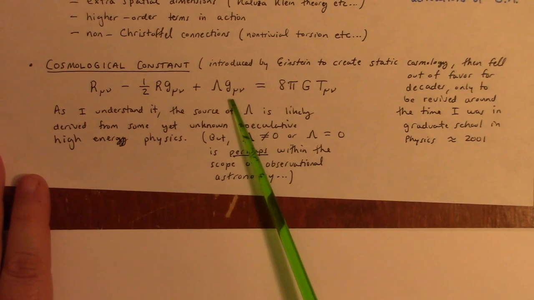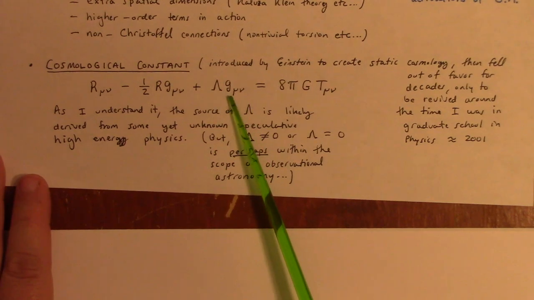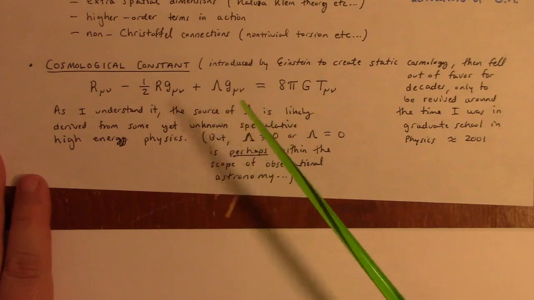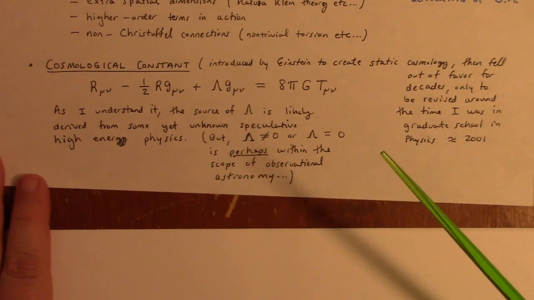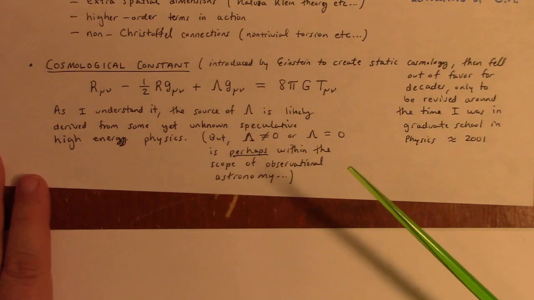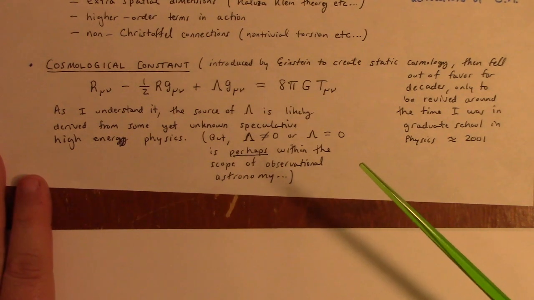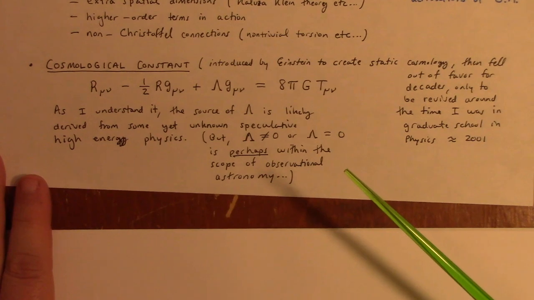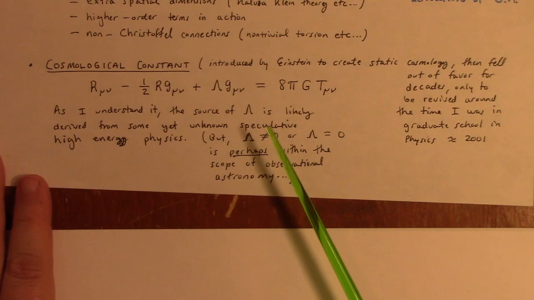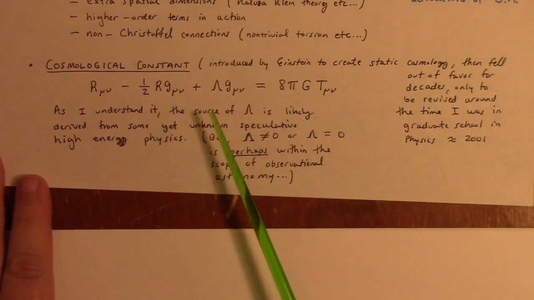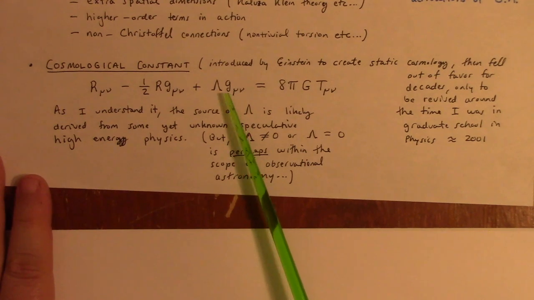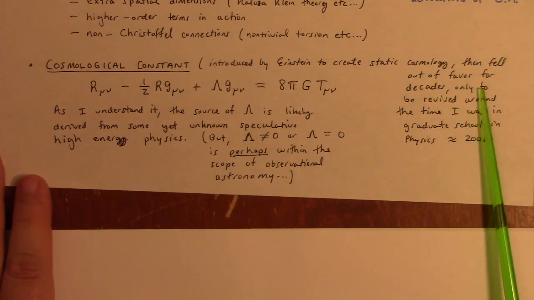In particular, if he put that there, he'd be able to create a static cosmology, which is philosophically attractive to Einstein, because then you don't have to explain the beginning, right? Explaining why the universe had a beginning is kind of annoying if you don't believe in God. So he introduced it, but then it fell out of favor for decades.